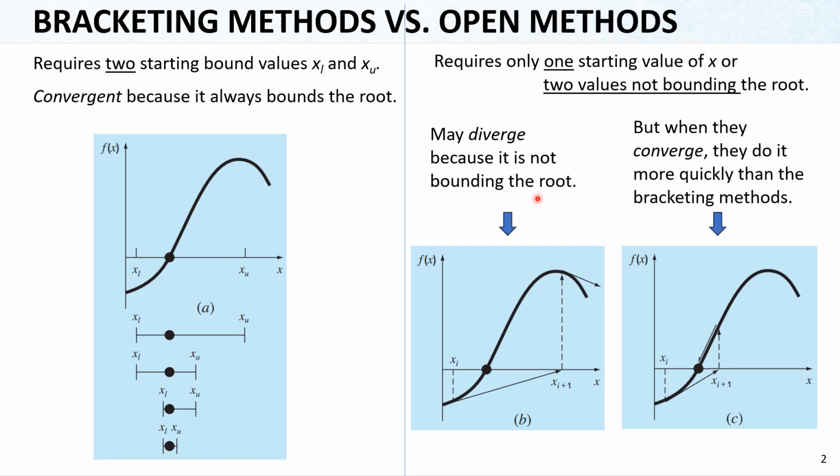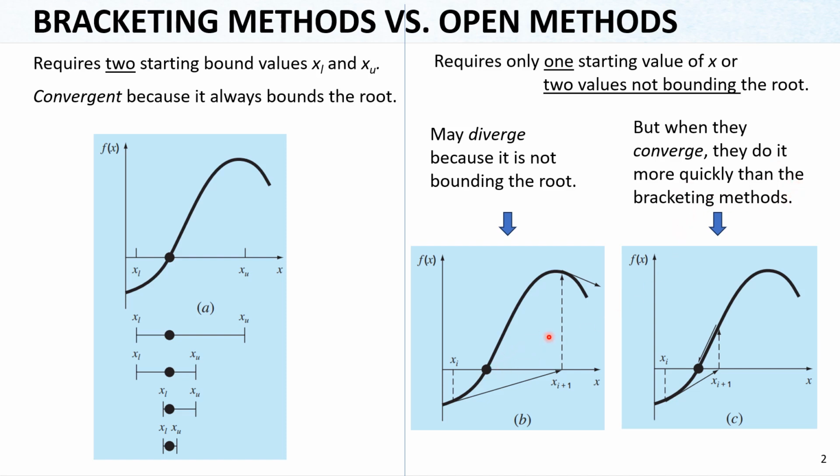And it may diverge because it is not bounding the root. So we are just simply starting from one value or two values toward the root, and that's why it may diverge and it doesn't bracket the root. But when they converge, they converge more quickly than the bracketing methods.